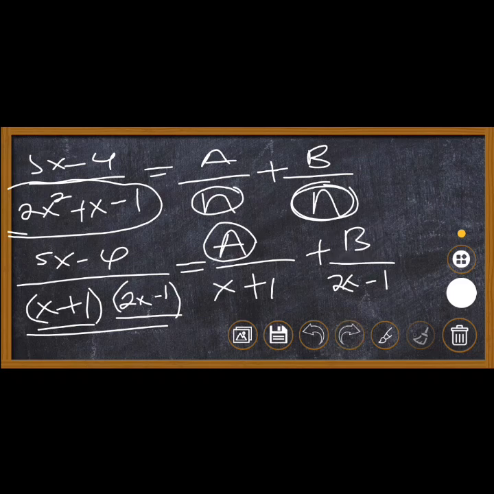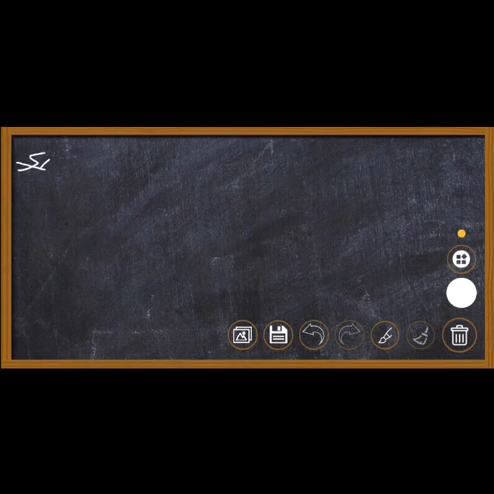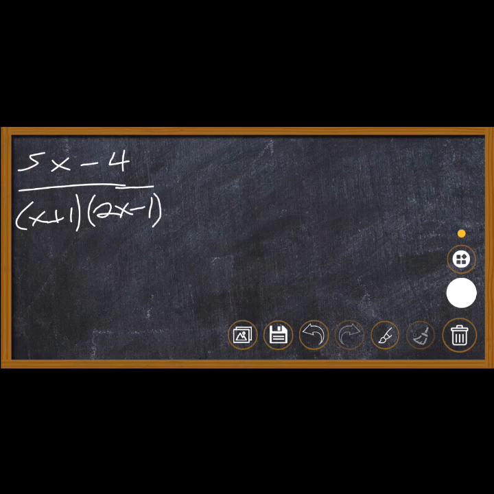So how can we do that? In this case, let me just rewrite all of this for the sake of space. So we have (5x - 4)/((x + 1)(2x - 1)) equal to a/(x + 1) plus b/(2x - 1).